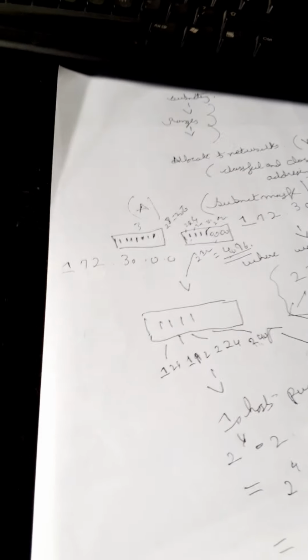So as we all know, what's the default subnet mask for class B?